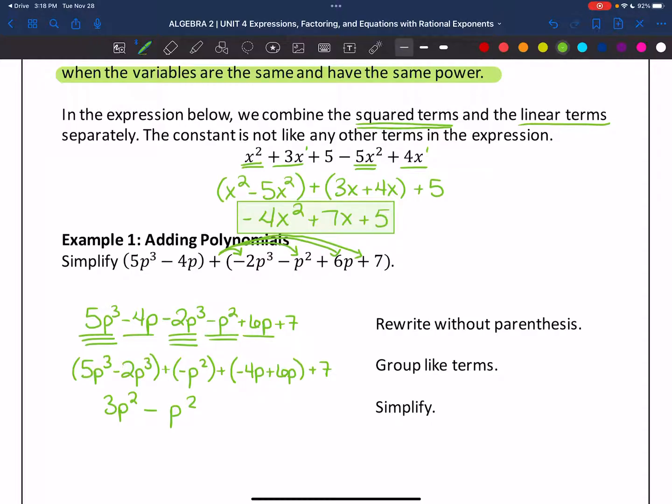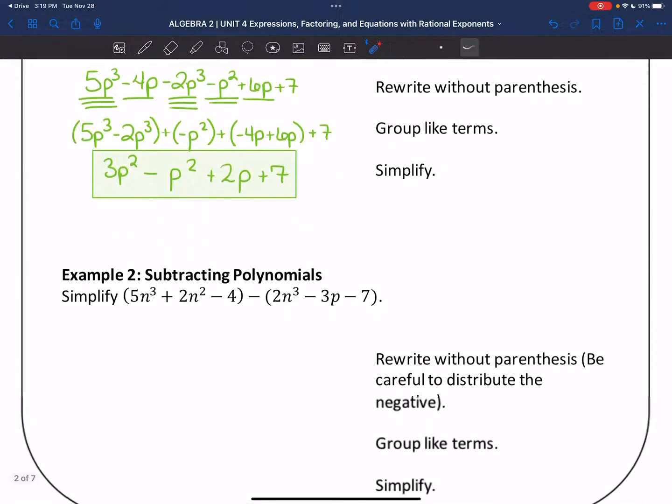Adding a negative is subtracting. Then I have to add my negative 4p and 6p. That's going to give us a positive 2p. And last of all, plus 7. There we go. That is addition, ladies and gents. Pretty straightforward. It is much like what we saw above. It's really just combining like terms, but being aware of the fact that we are going to want to add all of these terms.